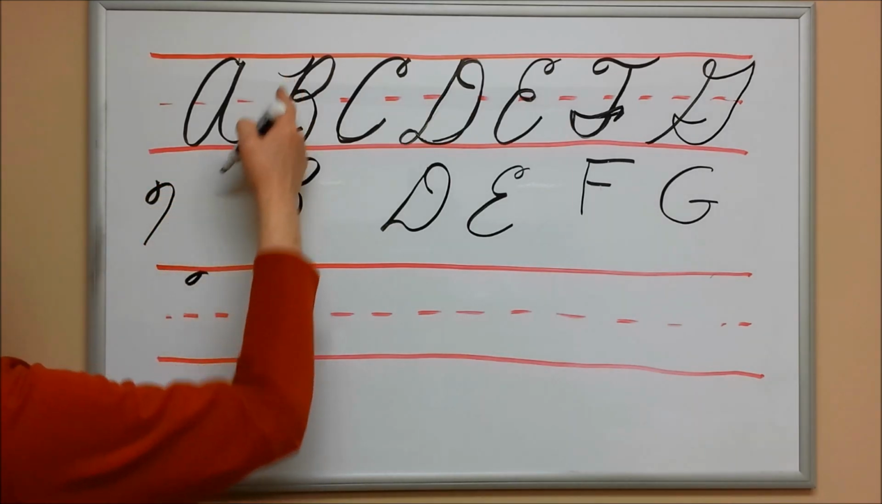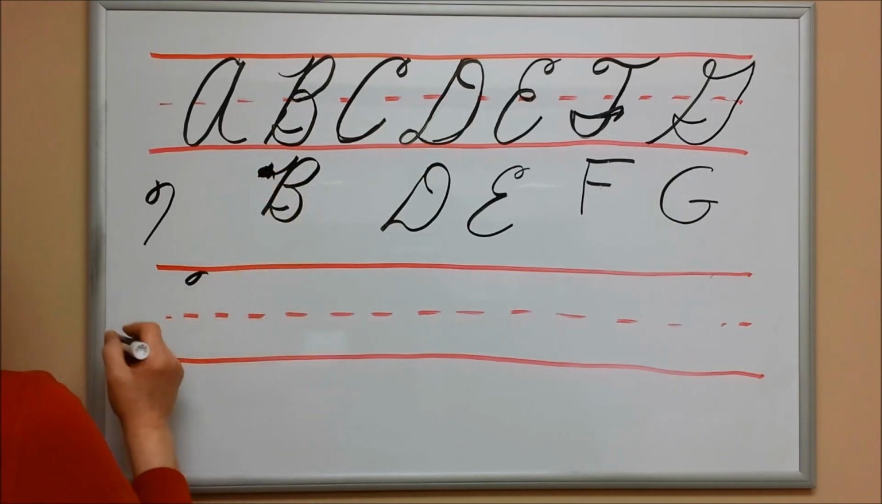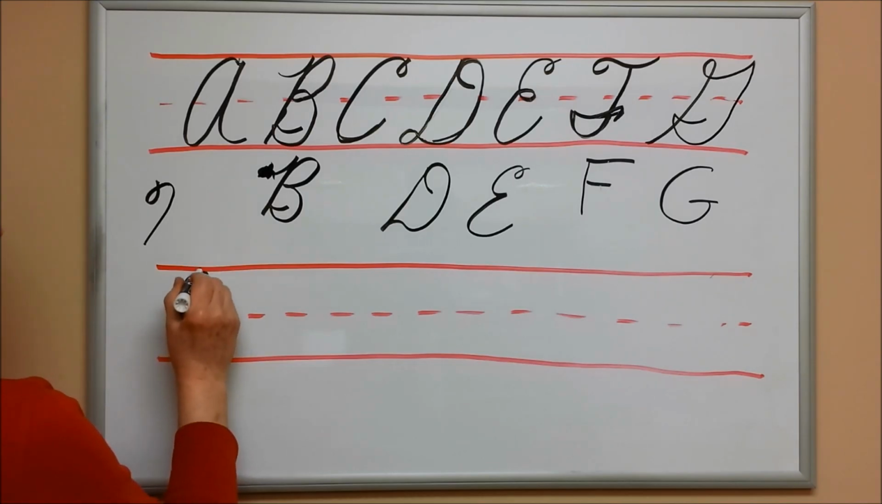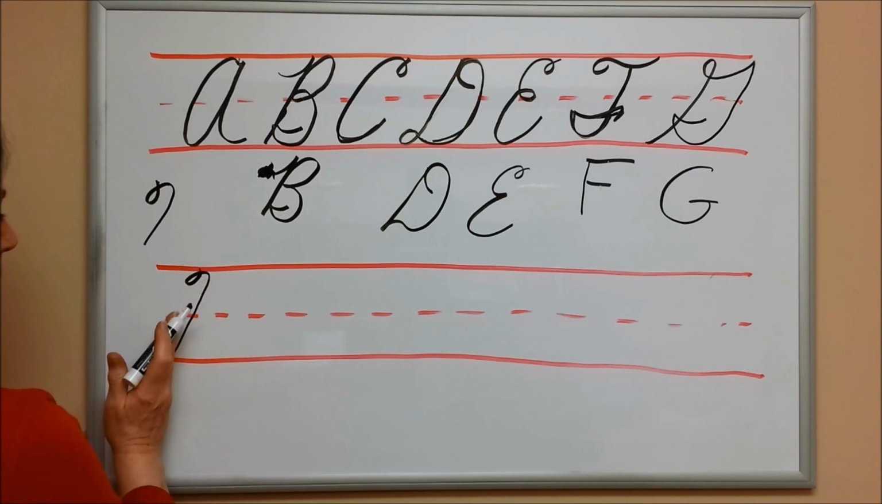I didn't make a loop on the B. I suppose you could. You could make a loop here if you wanted. I don't know. That doesn't work. Okay, so for the H, I make my loop, I continue down, and again I'm always on that slant.